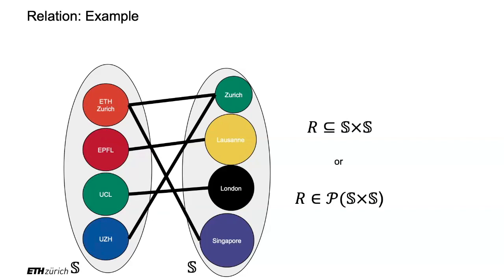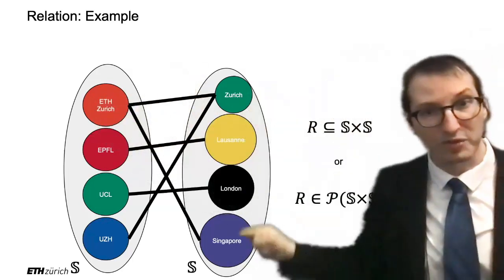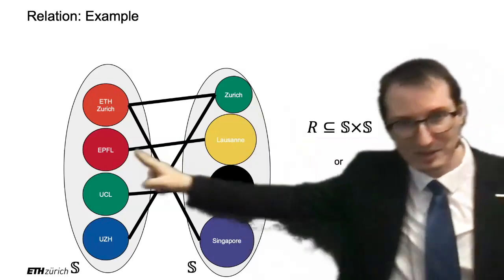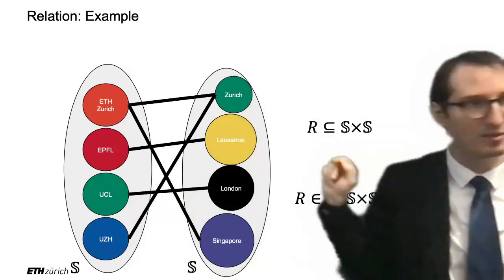So here's an example where we have a relation between strings and strings. If you look closer, you see you have universities on the left and cities on the right. You have ETH Zurich with Zurich and Singapore. Yes, because there is actually an ETH center in Singapore. EPFL Lausanne, UCL London, UZH Zurich. And now you see again, where is the information? Because ETH Zurich is specifically associated with some, but not all of the cities. EPFL is specifically associated with Lausanne, UCL specifically London, UZH specifically Zurich.